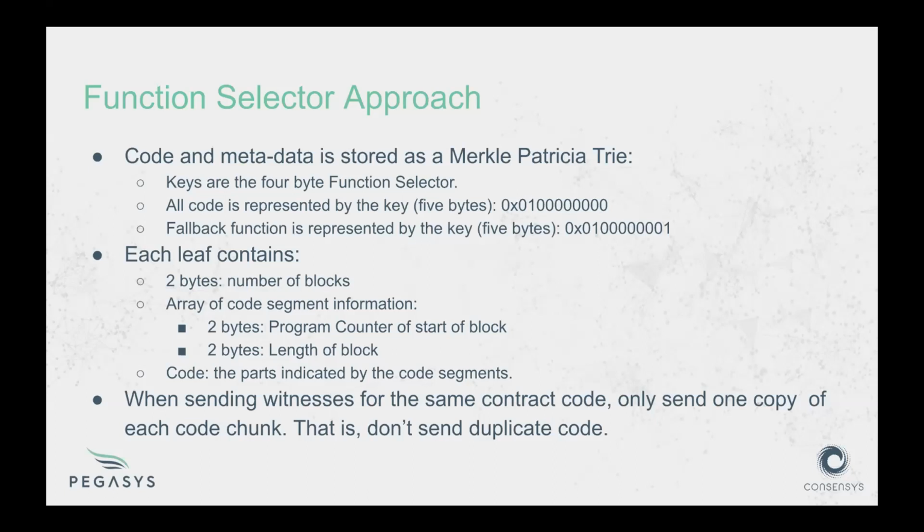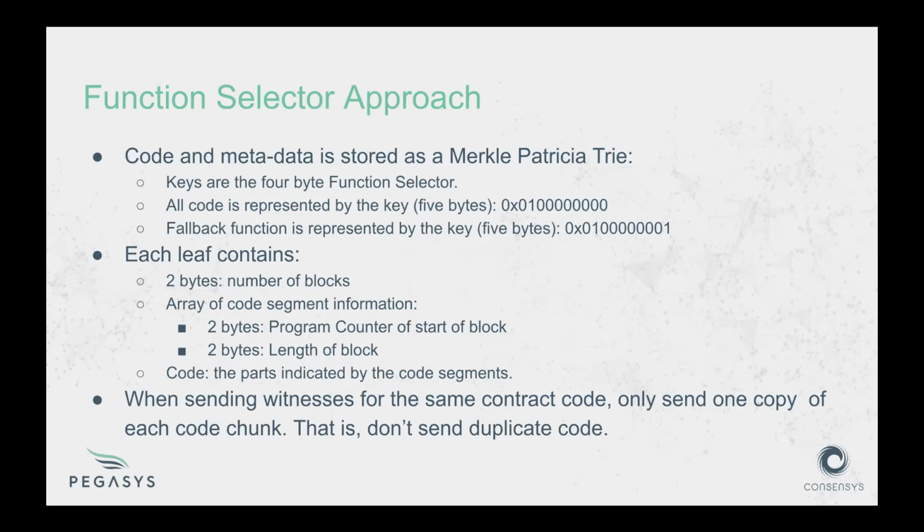So the idea is that once you've got the data, you've got the chunks, you then put the code itself and the metadata and store it as a Merkle-Patricia trie. And the keys for each of the leaves is the function selector. And you'd need 2 extra special pseudo function selectors or keys. One is for all of the code, and one is for the fallback function. So the thought is that if an invalid function selector is used, so essentially a transaction with an invalid function selector, then the best way to handle that is just to use all of code. And if there's no function selector, so if there's no data at all sent to the transaction, then just use the fallback function leaf node.